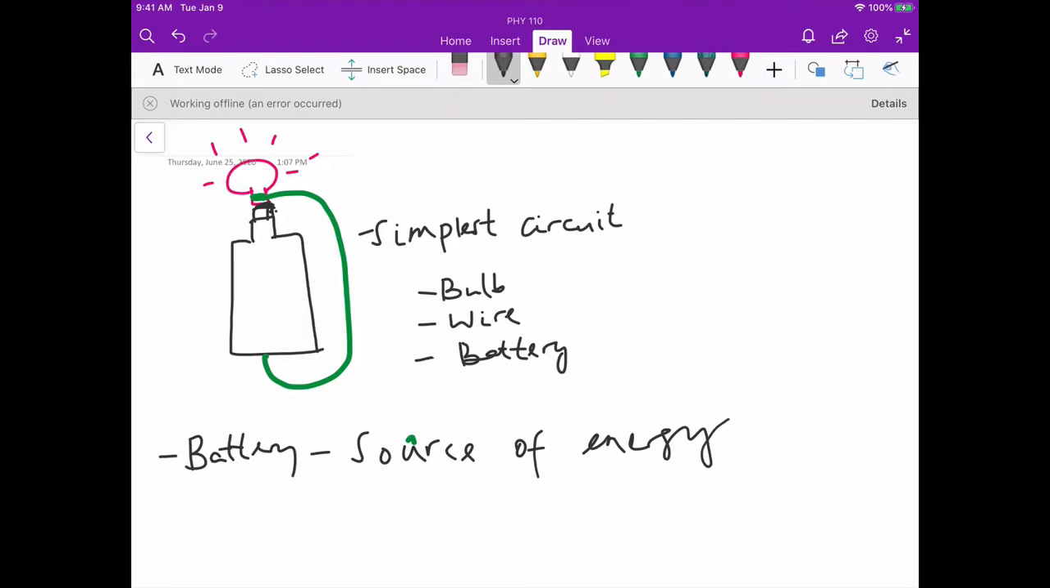All right. So what's happening is there is a chemical reaction happening inside the battery, and it keeps the positive charge up here, and it keeps the negative charge around here. So there is a negative terminal of the battery down here, and there's a positive terminal of the battery. The purpose of the battery is just to keep those two charges away from each other.